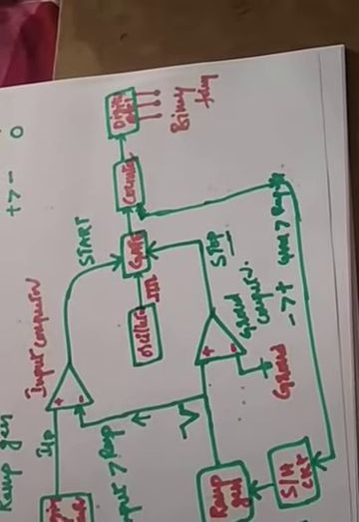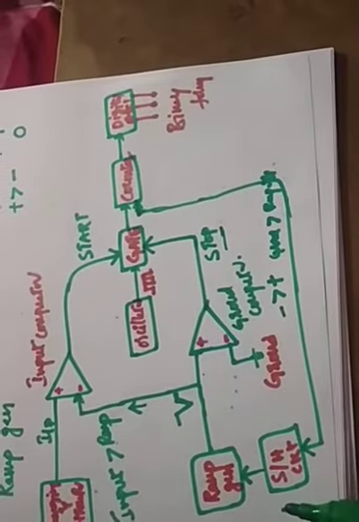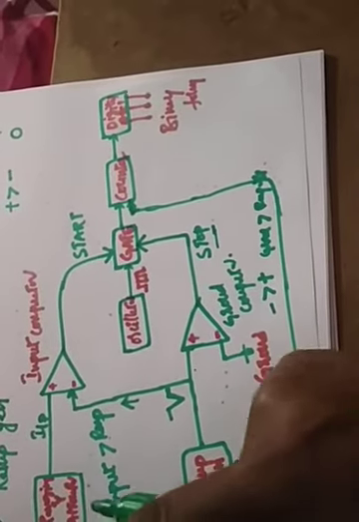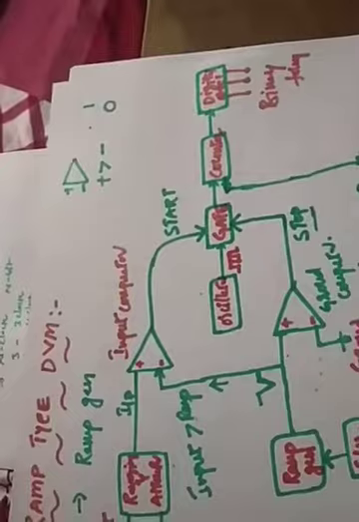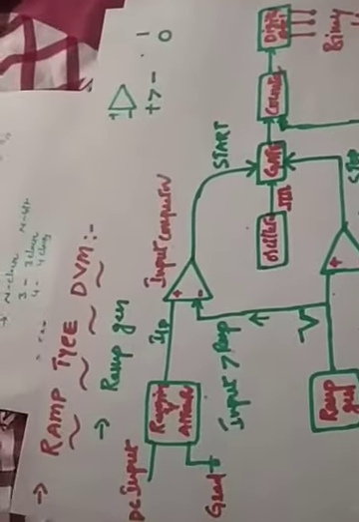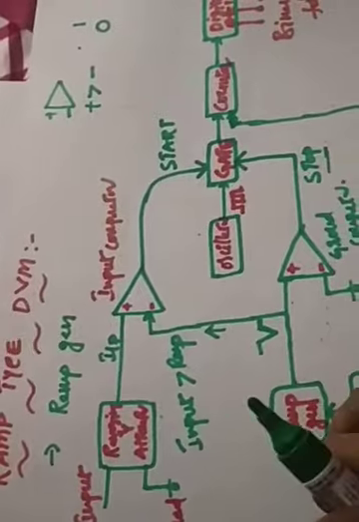That's it. So when the counter stops, one more signal enters the sample and hold circuit. The sample and hold circuit gives a signal to the ramp generator to generate another ramp signal for another input, so that the output for that input is displayed. If there is another input, the sample and hold circuit will signal the ramp generator to generate another ramp signal. Like that, the ramp type DVM will work. I hope it's clear. Alright, I'll explain with graphical representation.